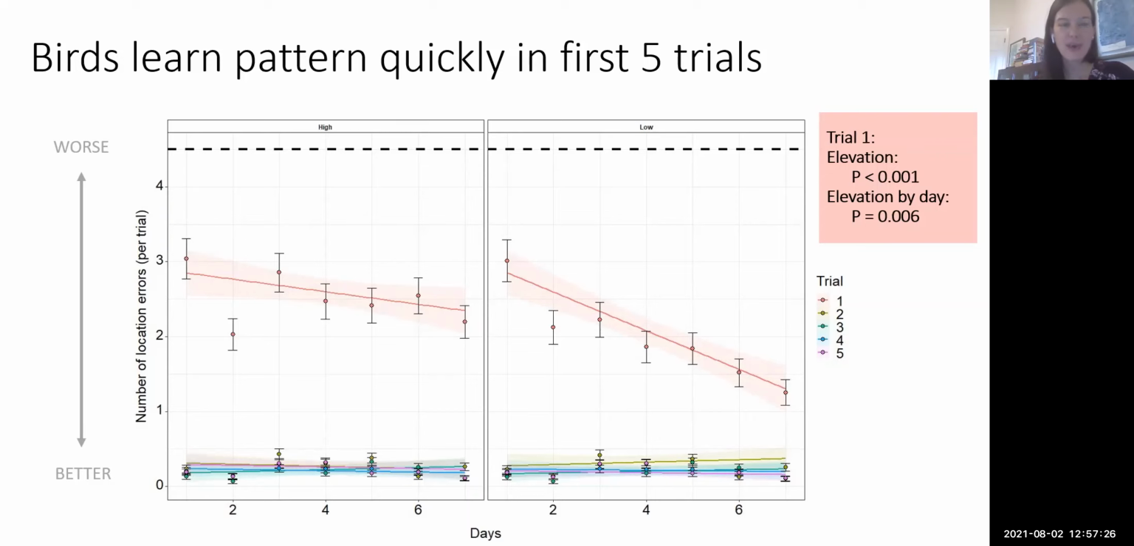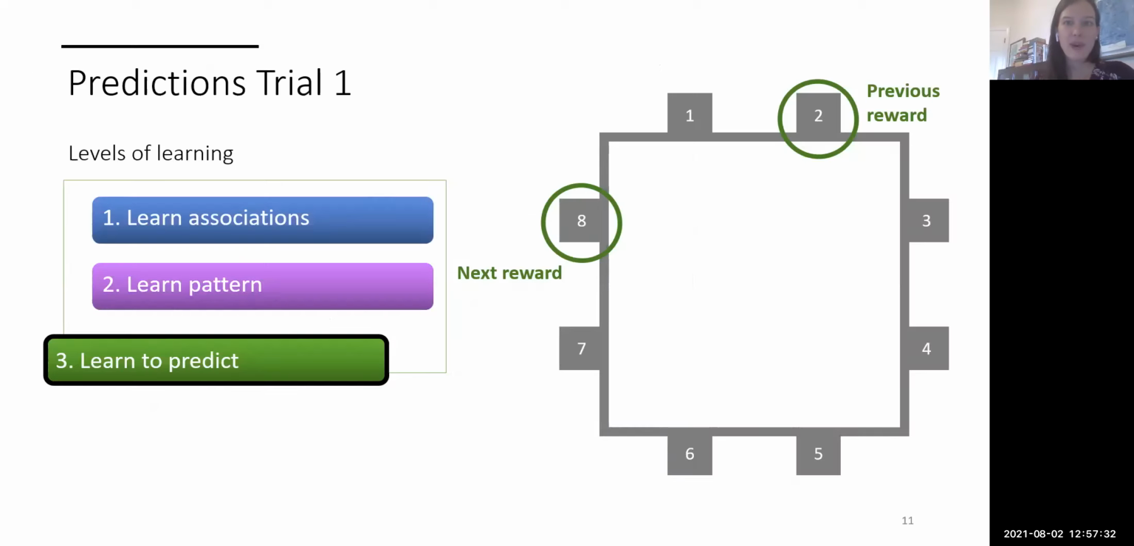Now, in order to have more evidence for learning to predict, we have another prediction of how to assess this. If a bird truly was able to perfectly predict and extend out that sequence, we would expect them to go directly to the next reward of that feeder for the next day.